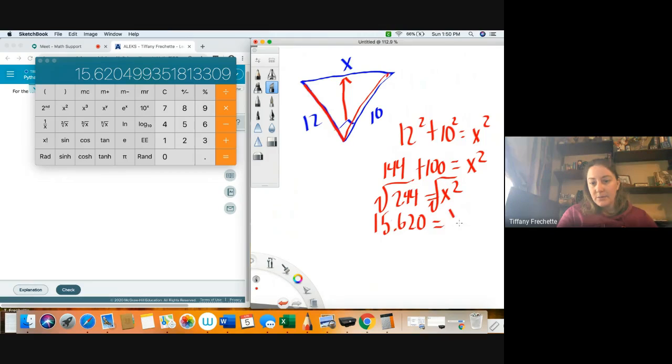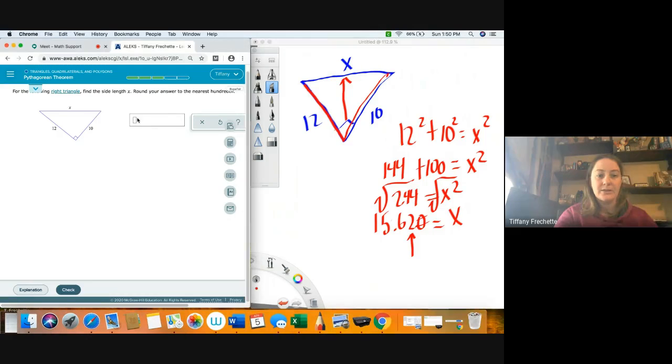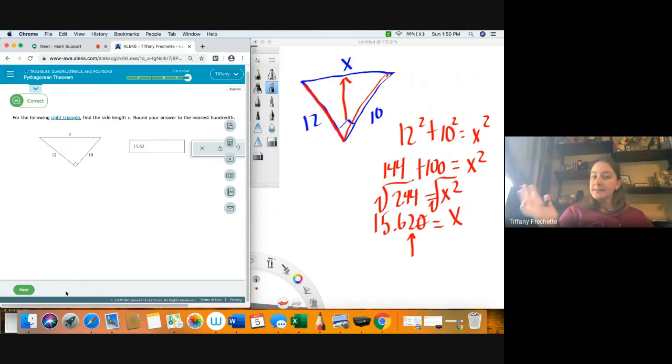15.620 equals x. I want to round to the hundredth, so I'm going to look, since it's a 0, that's really easy. It just drops off. We just ignore it because 0 is not going to round anything up or down. It's already a 0. That's kind of nice. So 15.62. Ta-da! Yay! All right, so another one down.